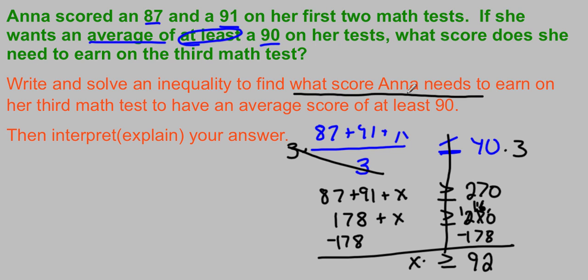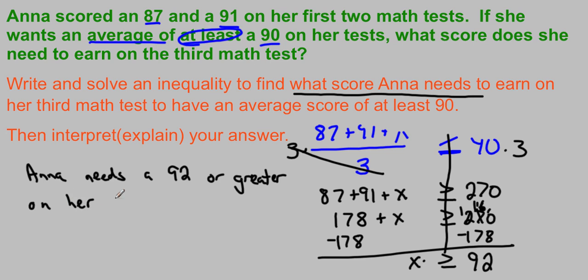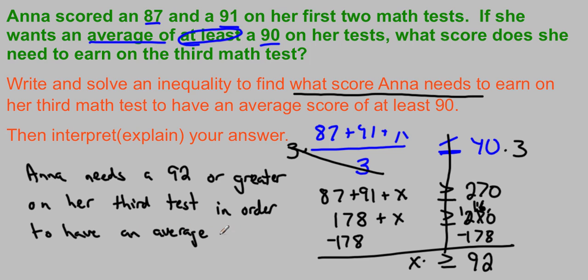So what score does Anna need to earn on her 3rd test? Anna needs a 92 or greater on her 3rd test in order to have an average of 90. So x is greater than or equal to 92, and that means a 92 or greater on our 3rd test in order to have an average of a 90.